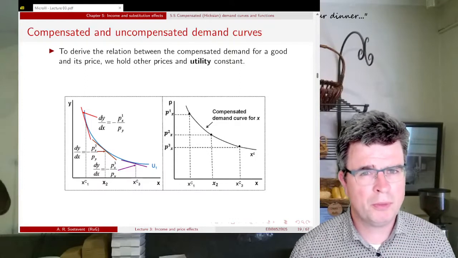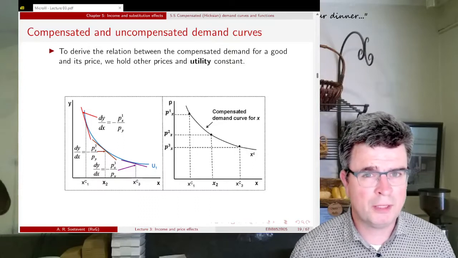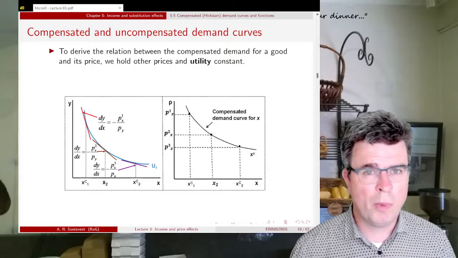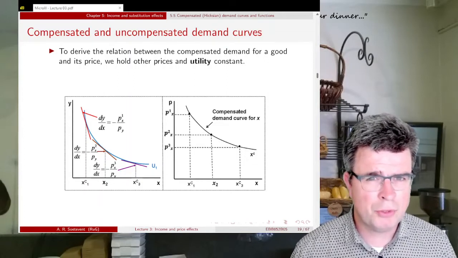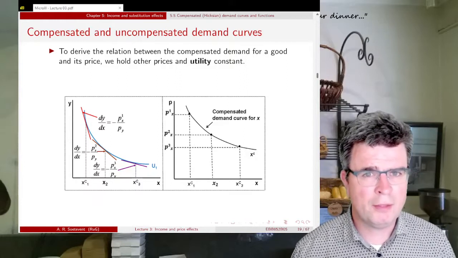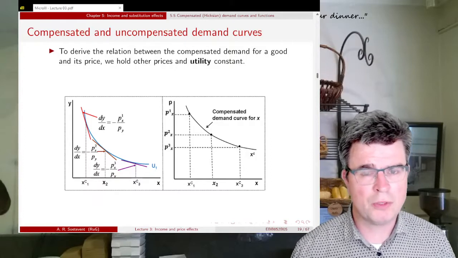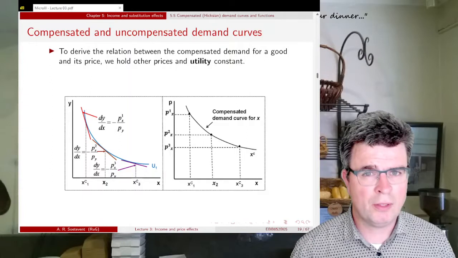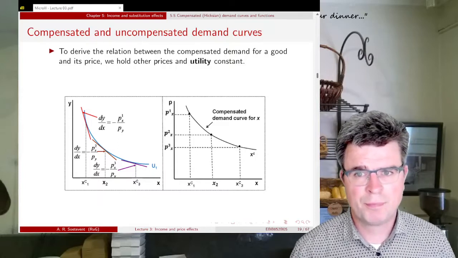At this point you may wonder, how does the compensated demand curve relate to the uncompensated demand curve? And given that we have the uncompensated demand curve, why do we need the compensated demand curve in the first place? I will now show you the relation between the two, and that will also show you the additional benefits of sometimes focusing on the compensated demand curve. And it will turn out that in welfare analysis, the compensated demand function is very relevant.